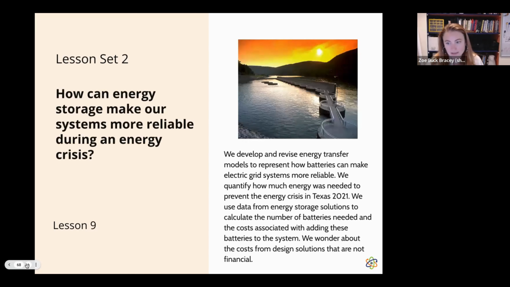So in lesson 9, students are going to develop and revise energy transfer models to represent how batteries can make electric grid systems more reliable. They're going to quantify how much energy was needed to prevent the energy crisis in Texas and realize that, whoa, that's a lot of batteries. We use data from energy storage solutions to calculate the number of batteries needed and the costs associated with adding those batteries to the system.